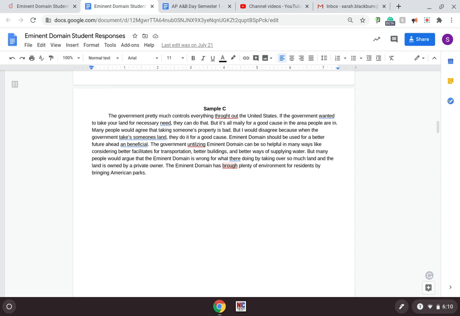So you can see how sample A wrote easily 3 times as much as sample C, but the scores really weren't that different because, even though sample C was rubbish, sample A was actually kind of close in terms of rubbish. So anyways, 1 point for thesis. They did manage to take a position.